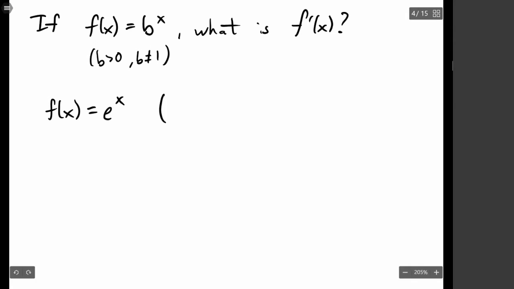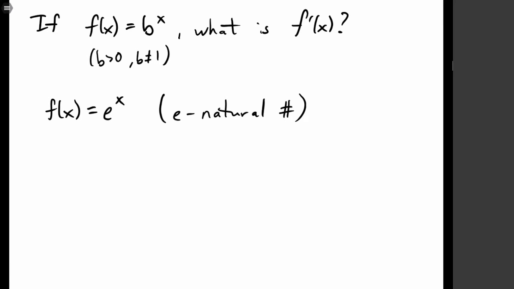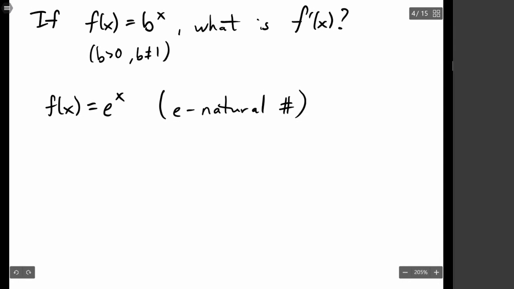And just remember here, e, this is that natural number. This is your 2.71812, and so on. All right? So now this exponential function, it's not any kind of algebraic function. So all those things like power rule, sum and difference rule, constant multiple rule, all that stuff, it's not really going to help us. We need to be able to figure out this derivative.